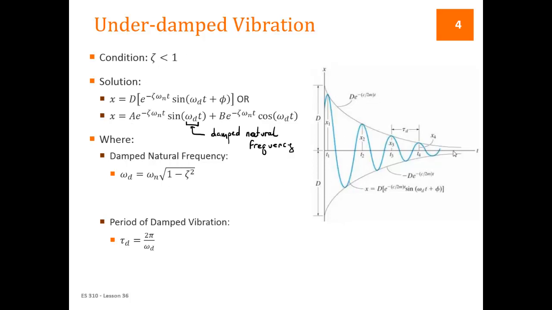So this is a graph of what this motion would look like. If you imagine this being a mass on a spring in a damper system, you pull down on the spring and let go, and you get a big vibration, and the second vibration is slightly smaller, and the third is slightly smaller than that, and the fourth slightly smaller than that, until it's practically zero. The period of vibration is measured from a maximum to the next maximum, and is given as 2 pi over the damped natural frequency.